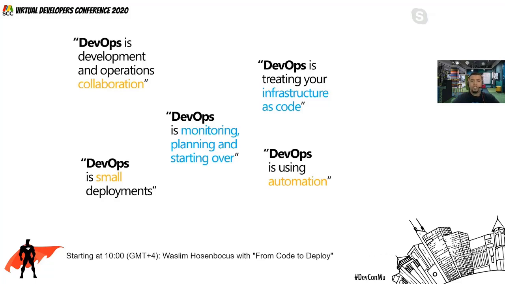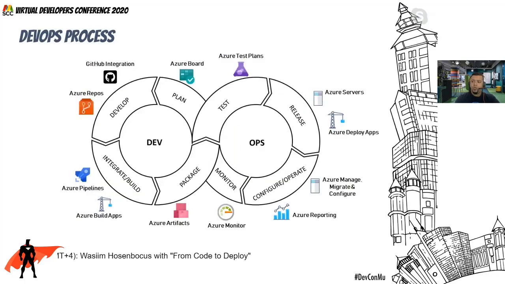If you want to put this in a nice diagram, you have this DevOps process where we all start with the planning piece. We plan what to do. We do it from the develop piece. We build the application, we package it, we test it, we release it to our resource. Then once you're done, we configure it, we monitor what was deployed, and then we plan again and start over. This diagram is more of an Azure DevOps perspective, Azure DevOps meaning the solution itself.